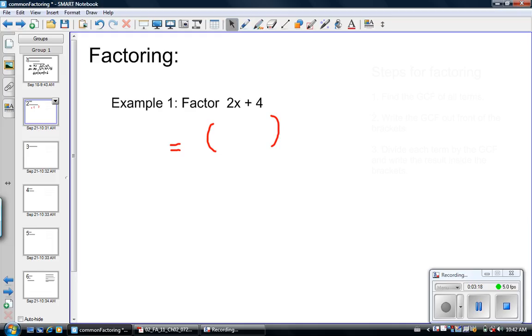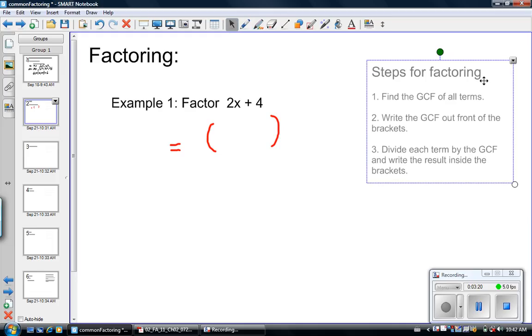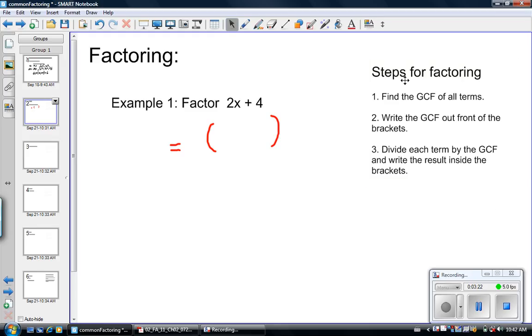Here are the steps that we're going to be looking at for all common factoring problems. The first thing we're going to do is look for the greatest common factor of all the terms. In this expression, we have 2 terms. So we're going to look for the greatest common factor between 2x and 4. The way I like to do it is look at the numbers first. What is the greatest common factor between 2 and 4? The greatest common factor is 2, and then the second step is to write the greatest common factor out in front of the brackets.